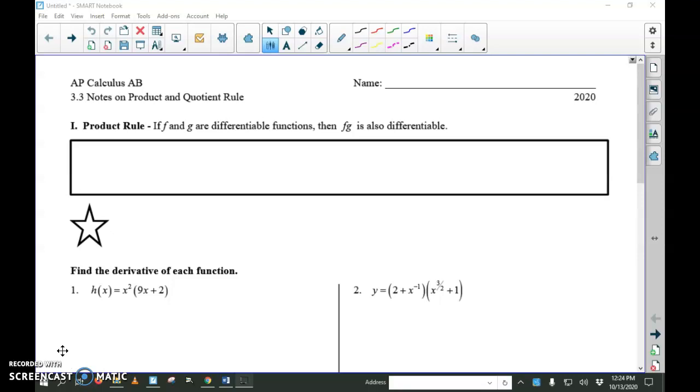But what happens if I'm multiplying terms? Okay, well then the power rule doesn't work directly with that product. And so I have a rule for you. It's if f and g are differentiable functions. Differentiable, remember, means that I can find the derivative of f. I can find the derivative of g. Okay, then the product, f times g, is also differentiable. Okay, so if I can find the derivative of each f and g separately, then I should be able to find the derivative of the product.